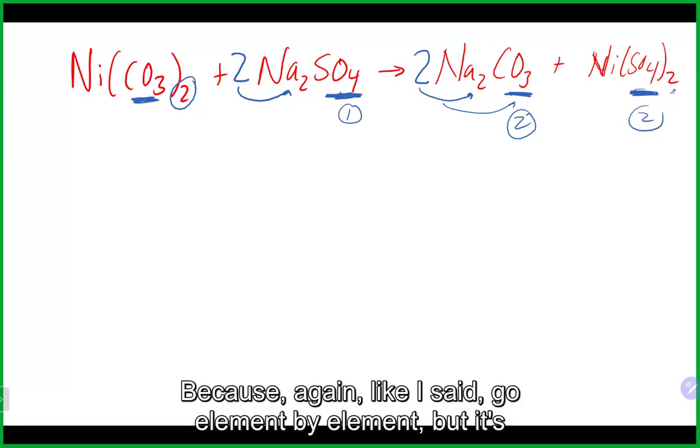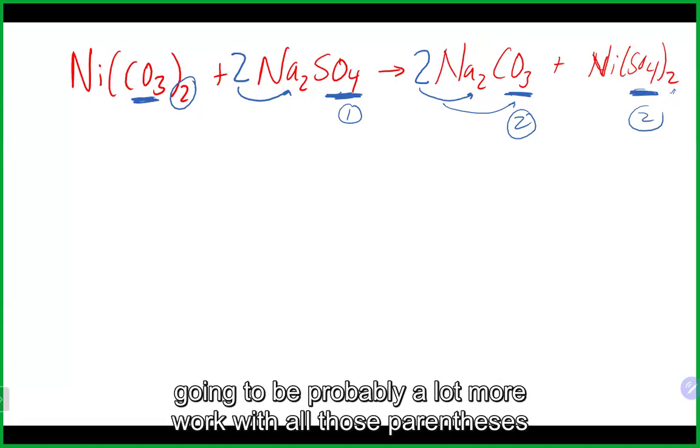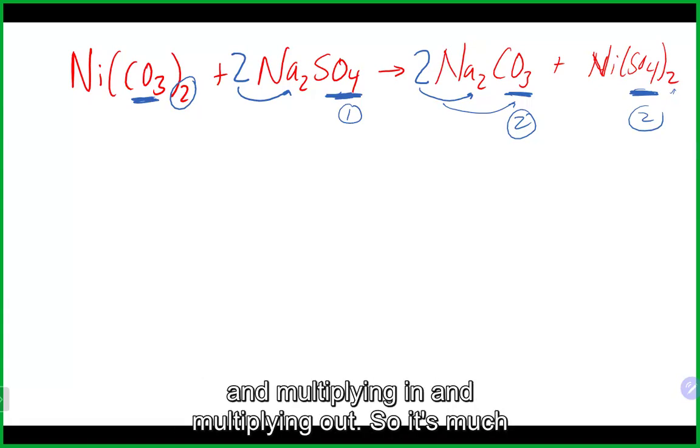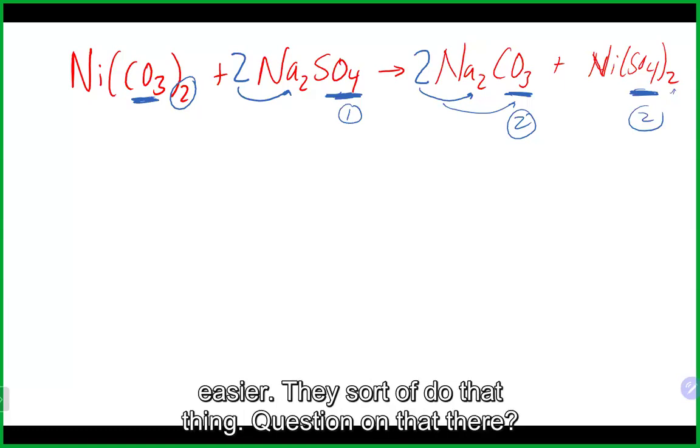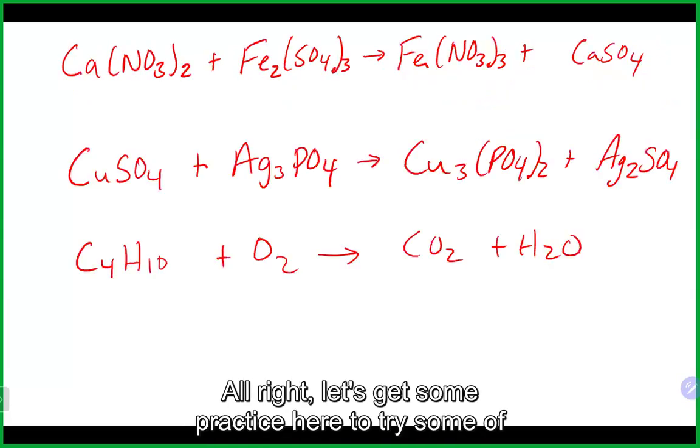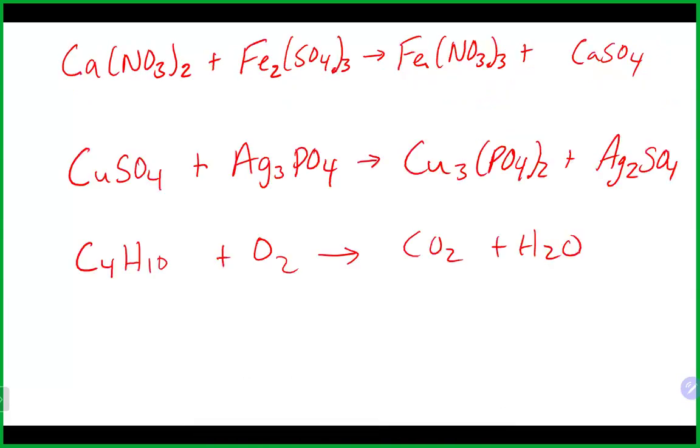You could, again, like I said, go element by element, but it's going to be probably a lot more work with all those parentheses and multiplying in and multiplying out. So it's much easier to do it this way. Question on that there? All right, let's get some practice here. Try some of that.